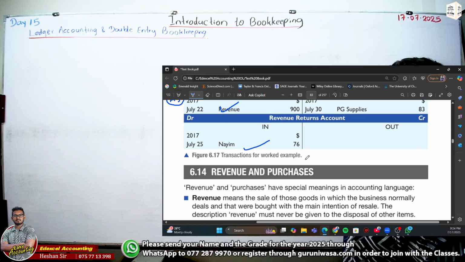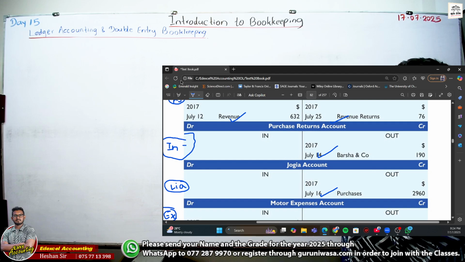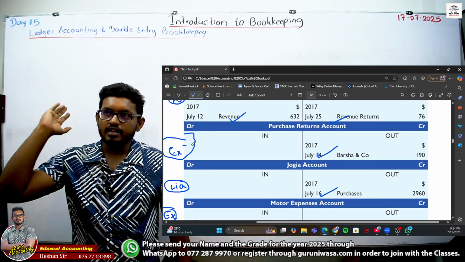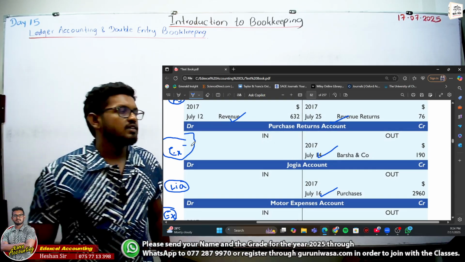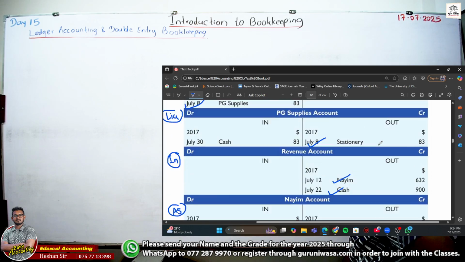Right? It is an income decreases account. When we sell the goods, income increases. When it returns, income decreases. So the purchase return is an expense decreases account, right? When we purchase goods, our expense increases. When we return it to the supplier, our expense decreases, right? So that's why it's credit.